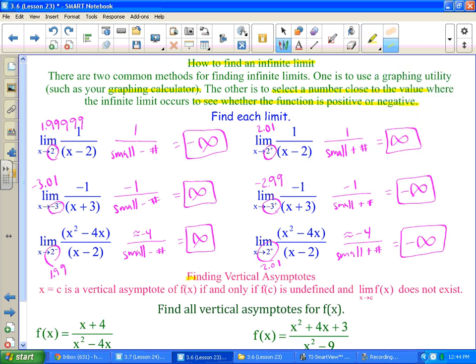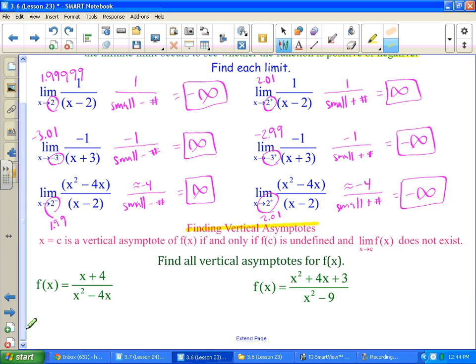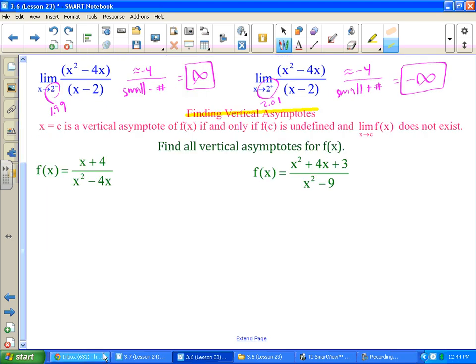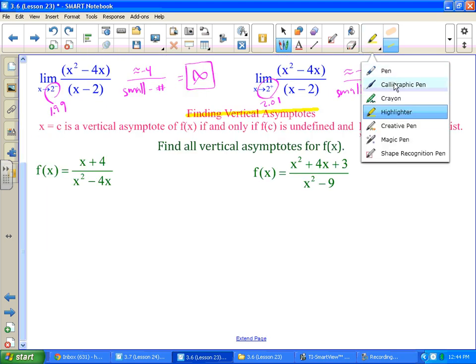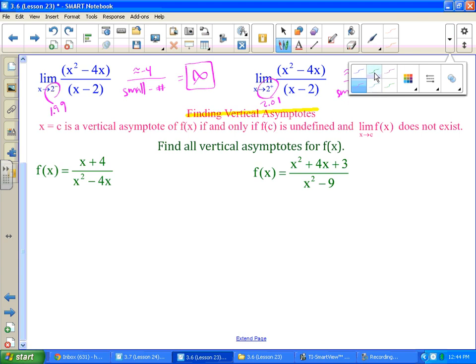Finding vertical asymptotes. Okay, we have a vertical asymptote if and only if f of c is undefined. So the limit then does not exist, or goes to like infinity or negative infinity. So we're going to try these couple pieces here and find our vertical asymptotes. So if you want to write those examples. And the first thing you want to do is find where they're undefined.